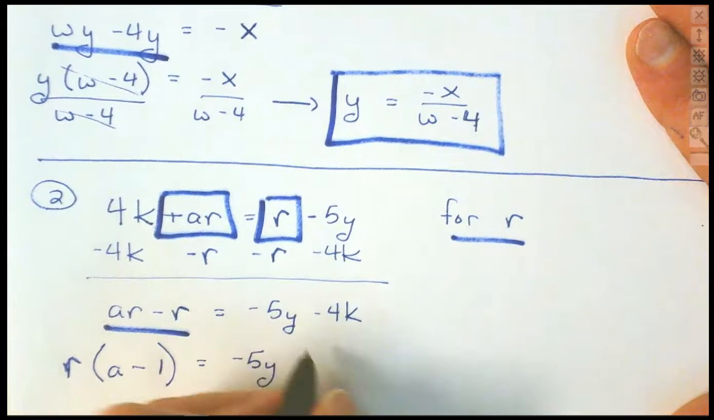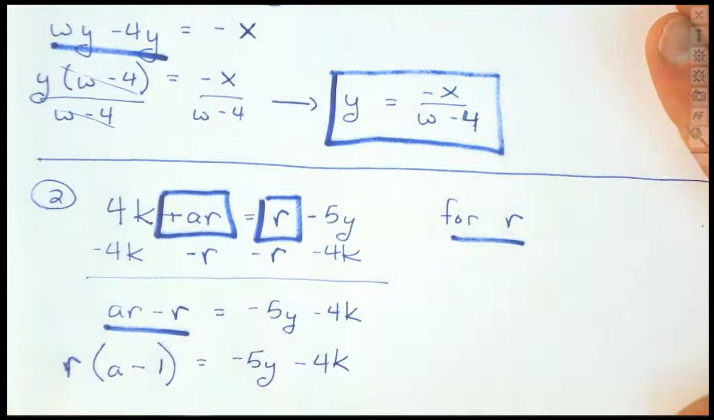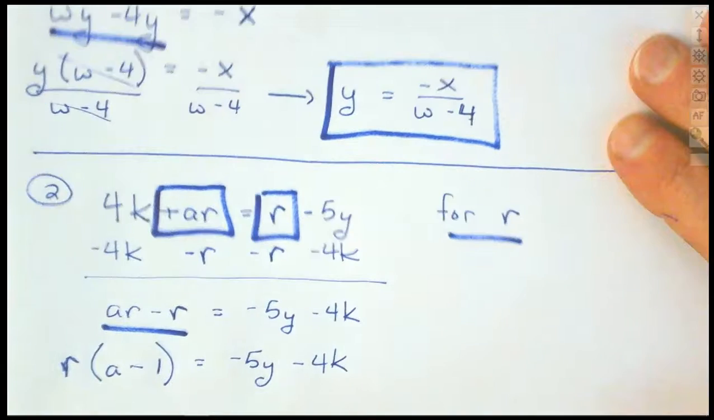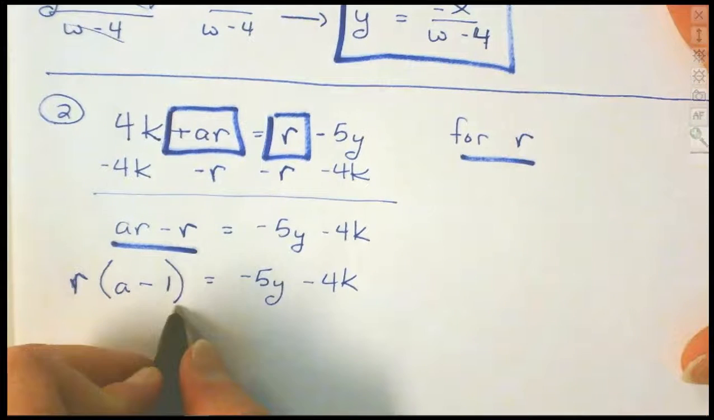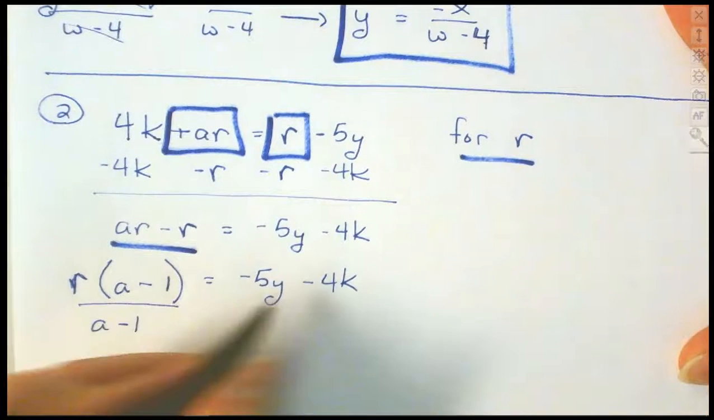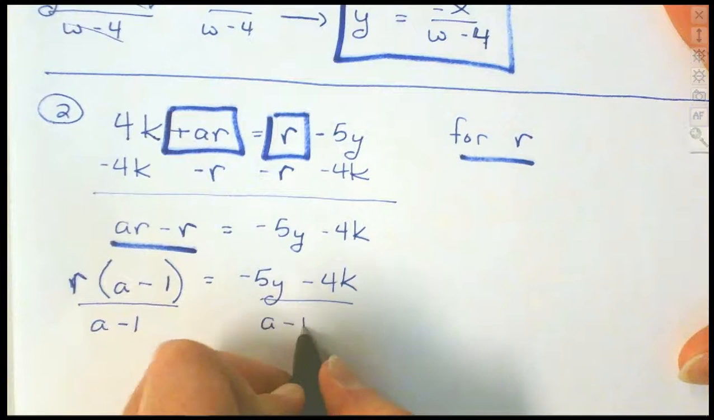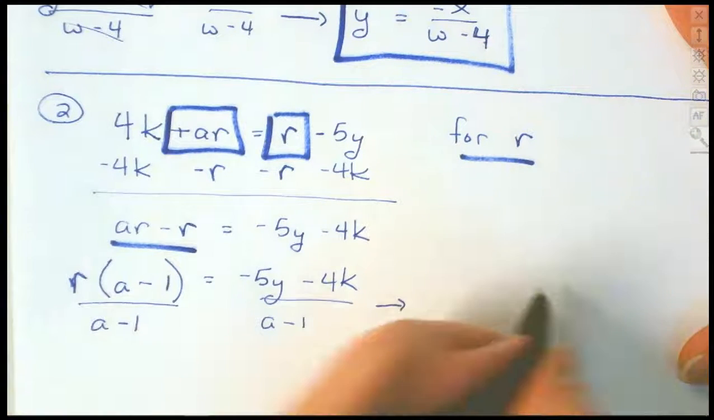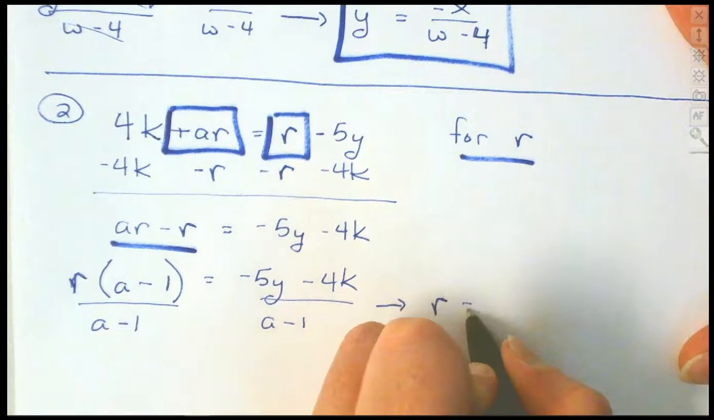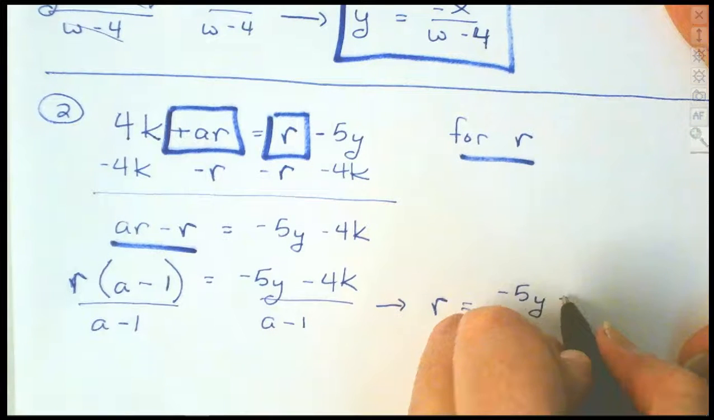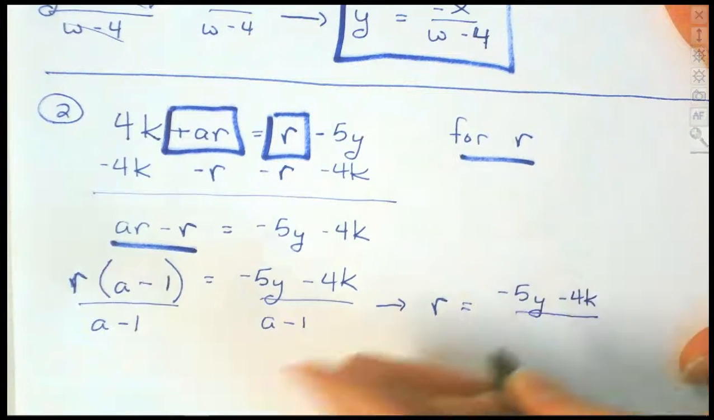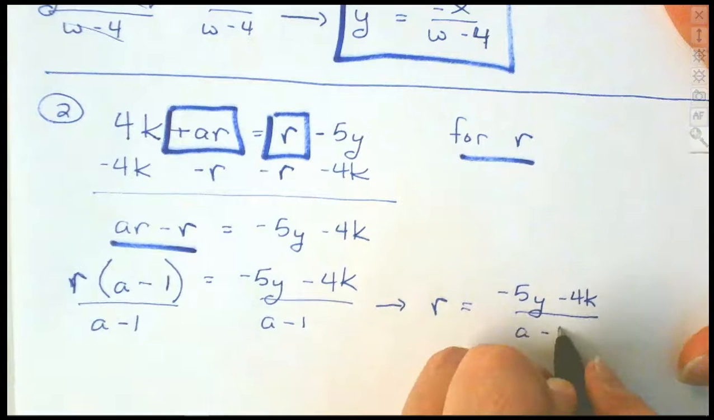And we'll cover factoring in more detail in chapter 5 and 6. But that's its whole chapter. Now, how do we finish it? Last step here. Divide by A minus 1. That's it. We rewrite it, and now we're done. So now we've got R equals minus 5y minus 4k over A minus 1.